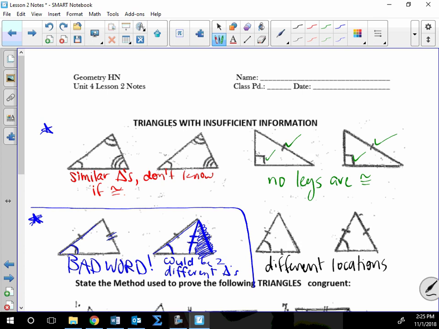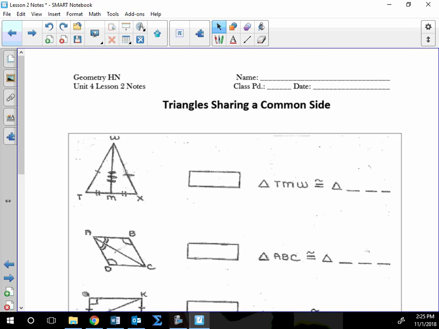Okay, so let's go ahead and go back to the inside of our notes and just look at different examples. So this is the idea of what we're doing today, these 5 methods. We're just going to take a look at a bunch of examples and other pieces of information that we might be able to use to help us answer these. Alright, so looking at the page, triangle sharing a common side. So sometimes we can add more information to our picture because they are triangles that are next to each other and they share a side.